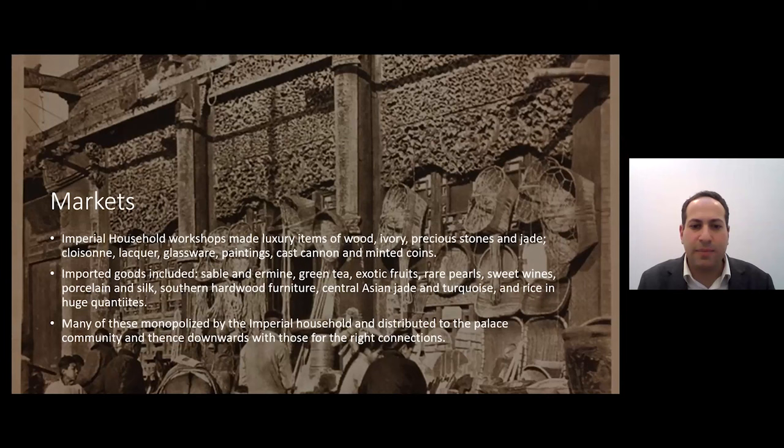And many of these things were monopolized by the imperial household, but sometimes they could be sold to the public and reach down, if you had the right connections, to various people. If a piece of porcelain was maybe not bad enough to destroy but they didn't want to keep it, they could sell it. So some pieces did make it to the market.